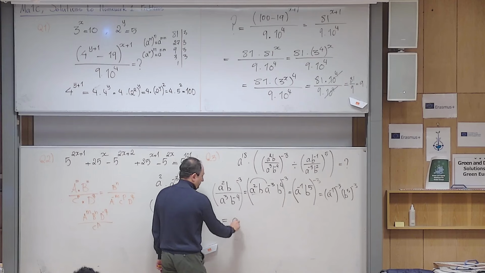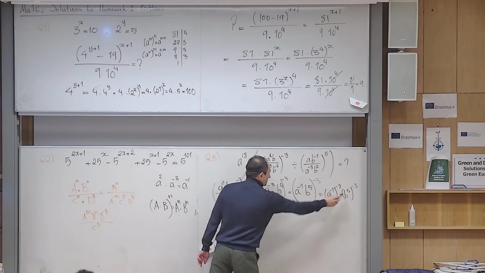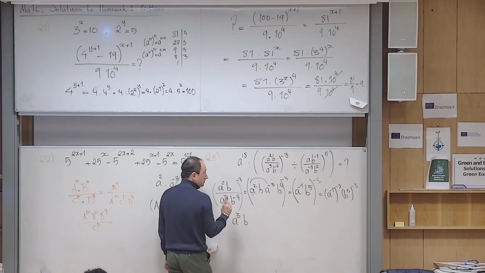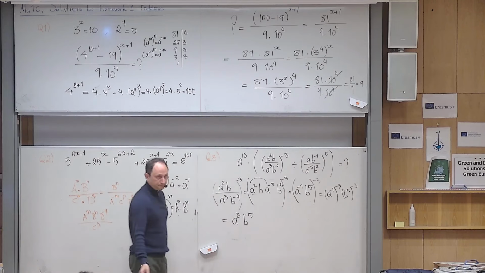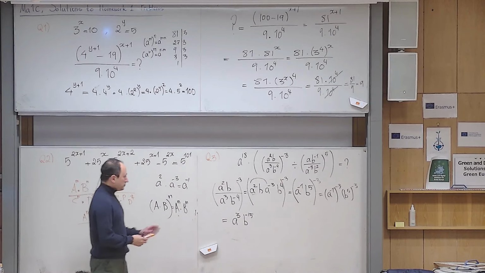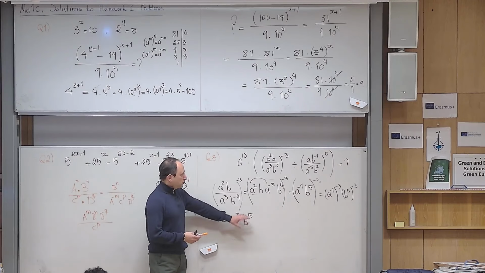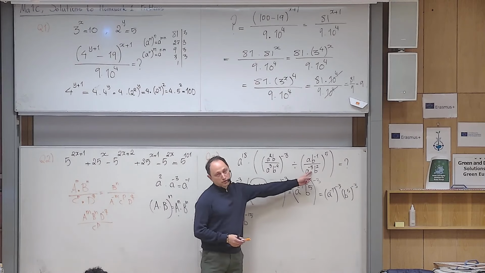A to the power of 3. And what is the answer to this? B to the power minus 15. So that's it. Okay. Because now you understood what I'm doing, I want to wait 1 or 2 minutes that you do this part yourself.